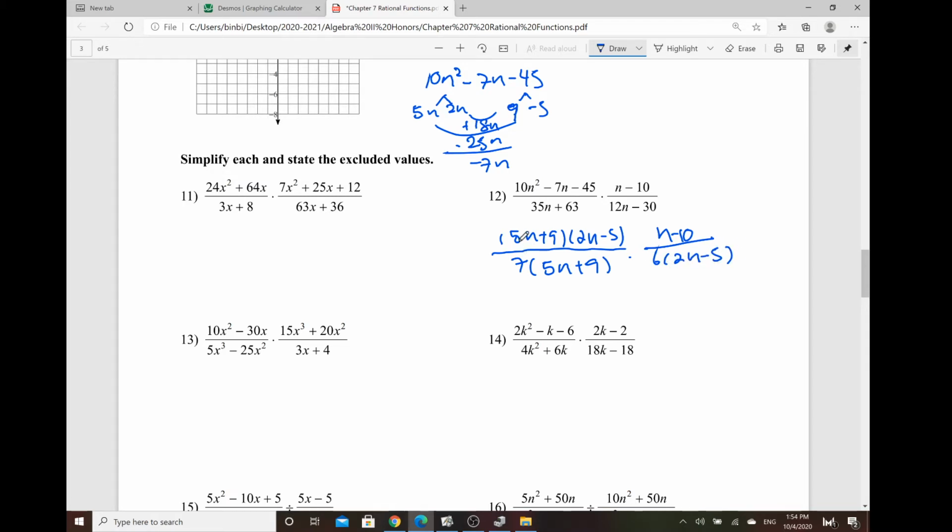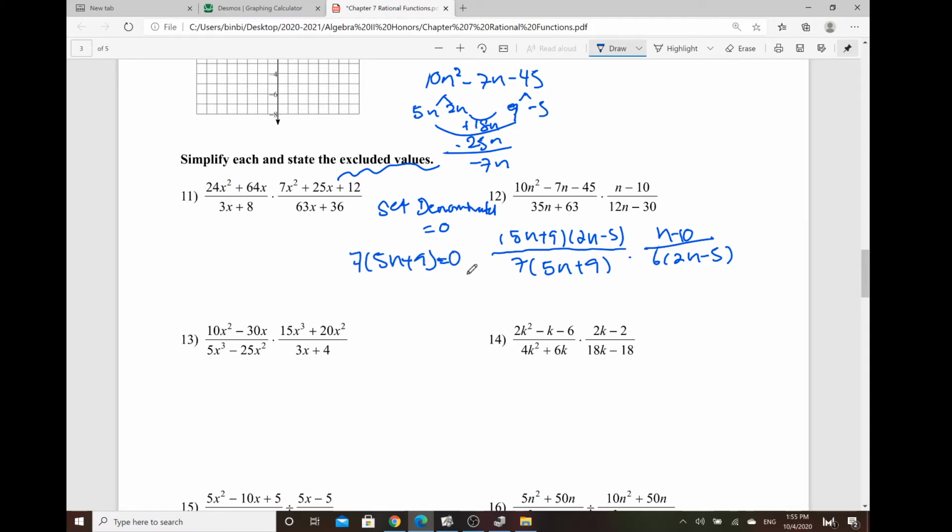Now, before you find the things that they share in common, let's find the excluded value first, in case you're going to cancel out the common pair. We set the denominator equal to 0, so the parentheses have to be 0. This is just finding the VA, like the vertical asymptote that we were talking about in the previous part of the lecture. So set 7 times 5n plus 9 equals 0.